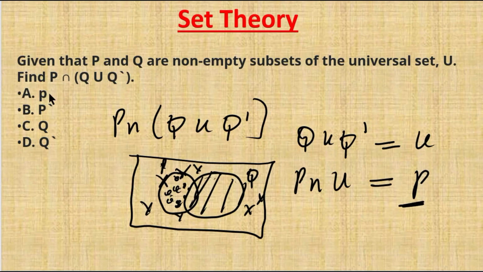So my correct answer to this question is option E. With this, I hope you understood the concept of intersection and union better.